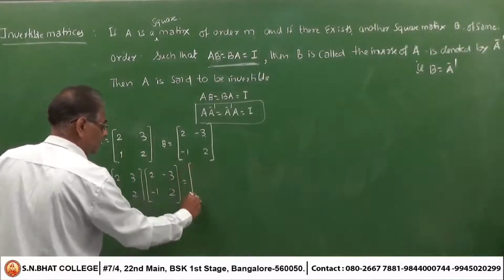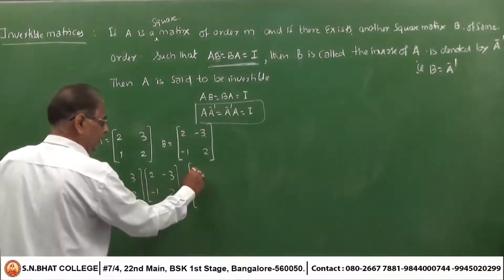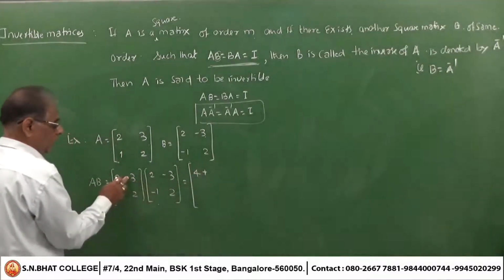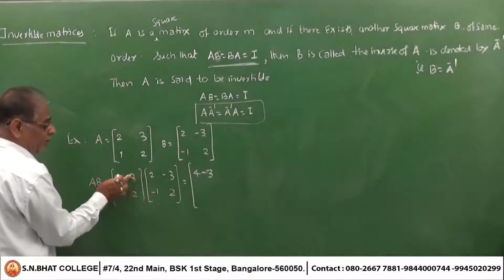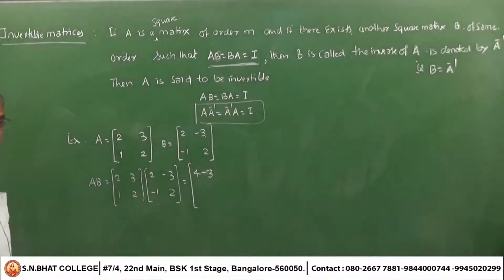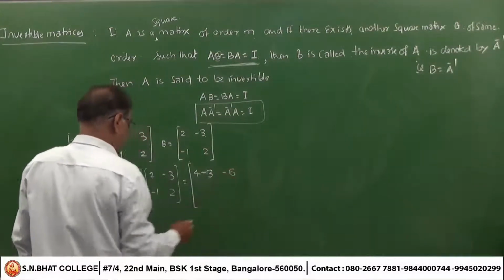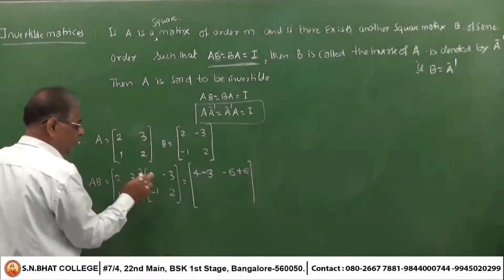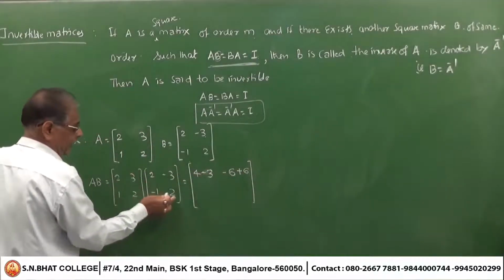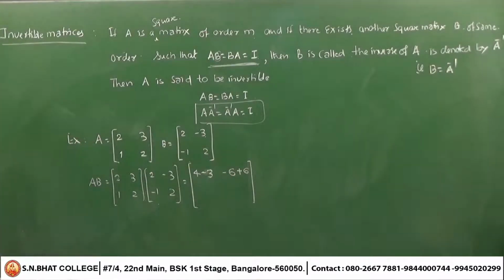Multiply these two. First row, first column: 2 into 2 is 4, plus 3 into minus 1 is minus 3. First row, second column: 2 into minus 3 is minus 6, plus 3 into 2 is plus 6. This is the multiplication of the first row with the two columns.